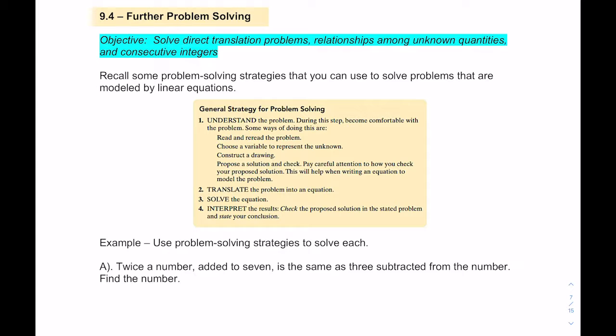Okay, so you want to make sure that you understand what the problem's asking for. If you have to reread it a couple times, that's all right. Most of the time, you're going to be choosing a variable to represent the unknown. That's what we'll be looking for. At times, it's helpful to construct a drawing and then propose some type of solution and always check to make sure that it's correct. We may need to translate the problem into an equation, as you'll see in these examples. You're going to use your skills of solving equations to solve the equation that you create. And then you're going to interpret the results, so you can do that by writing your answer in a sentence.